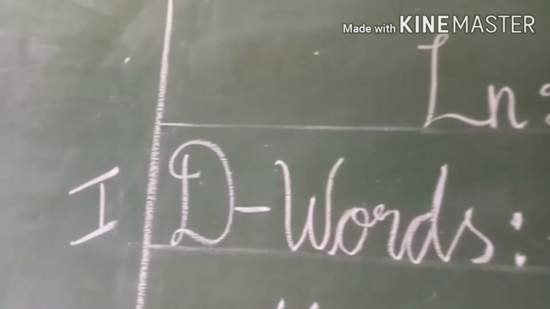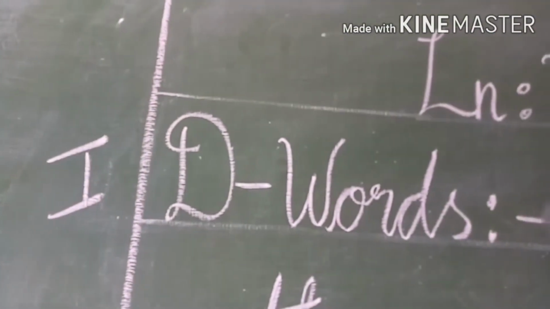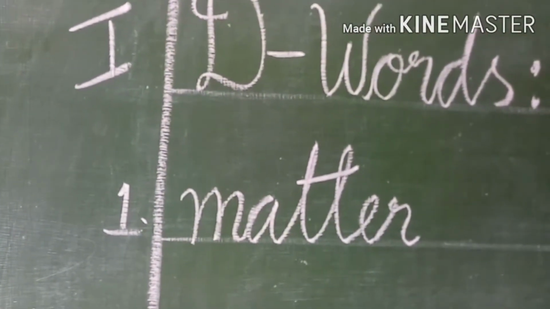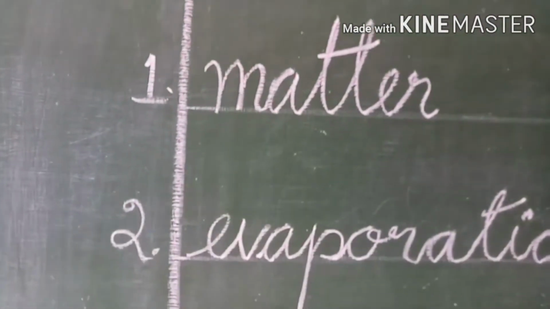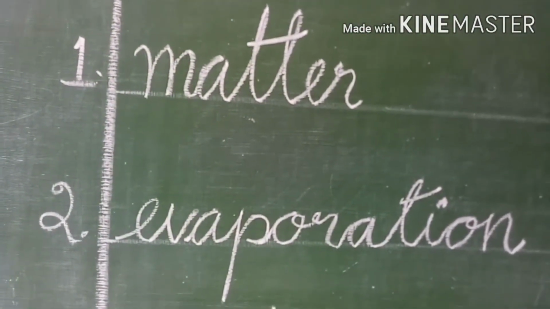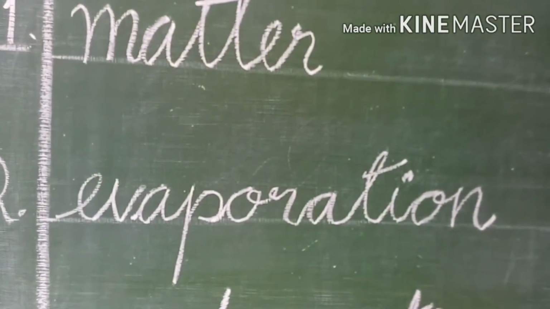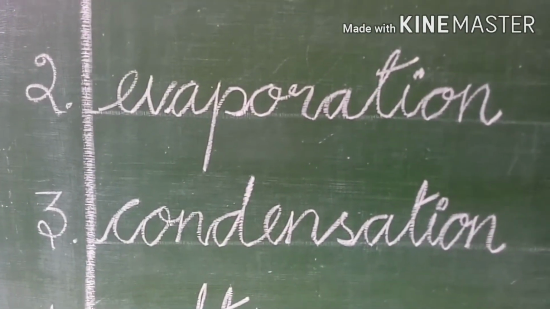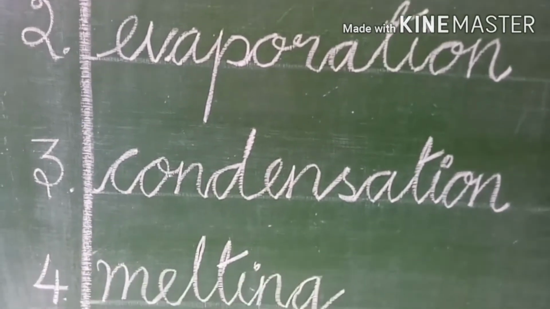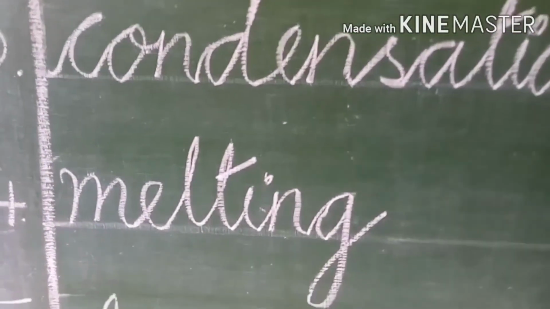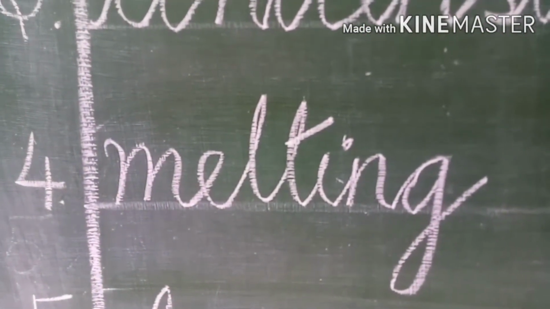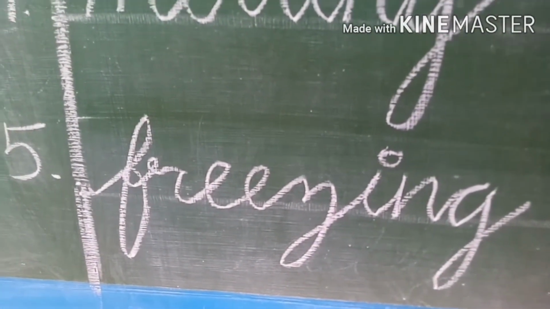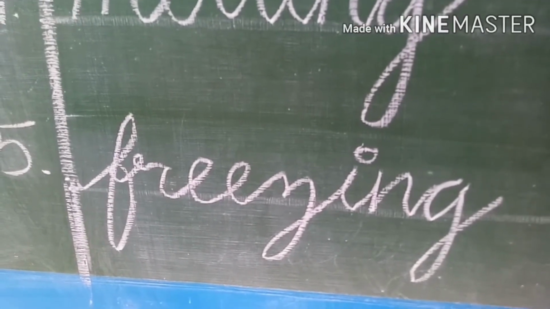Right? And the first Roman is D words. D words means dictation words. First one is matter, M-A-T-T-E-R, matter. Second one is evaporation, E-V-A-P-O-R-A-T-I-O-N, evaporation. Third one is condensation, C-O-N-D-E-N-S-A-T-I-O-N, condensation. Fourth one is melting, M-E-L-T-I-N-G, melting. Fifth one is freezing, F-R-E-E-Z-I-N-G, freezing.